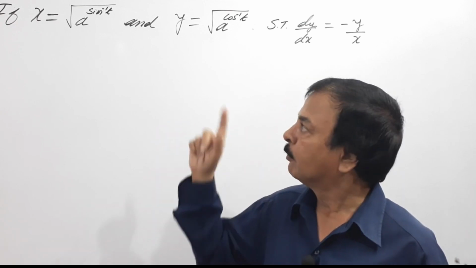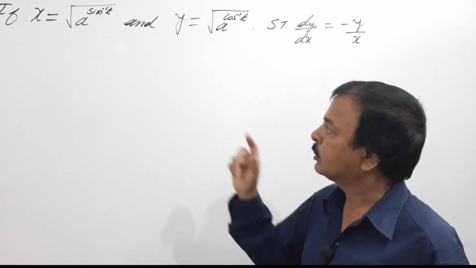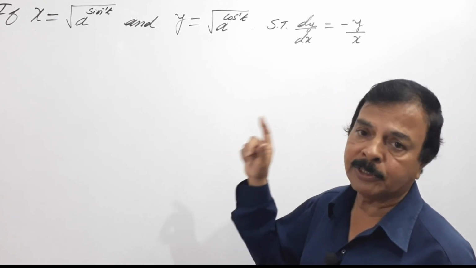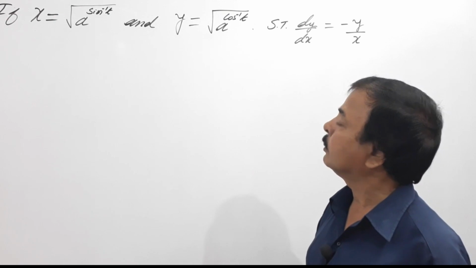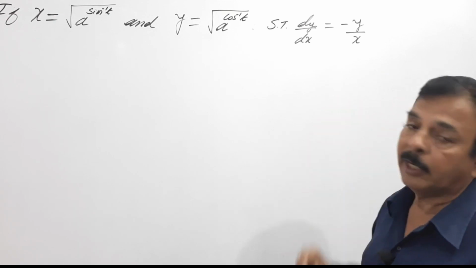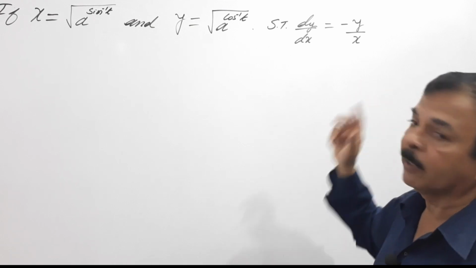Very interesting. Watch it. Here x equals under the root a to the power of sine inverse t, and y equals under the root a to the power of cos inverse t. Show that dy by dx equals minus y by x.